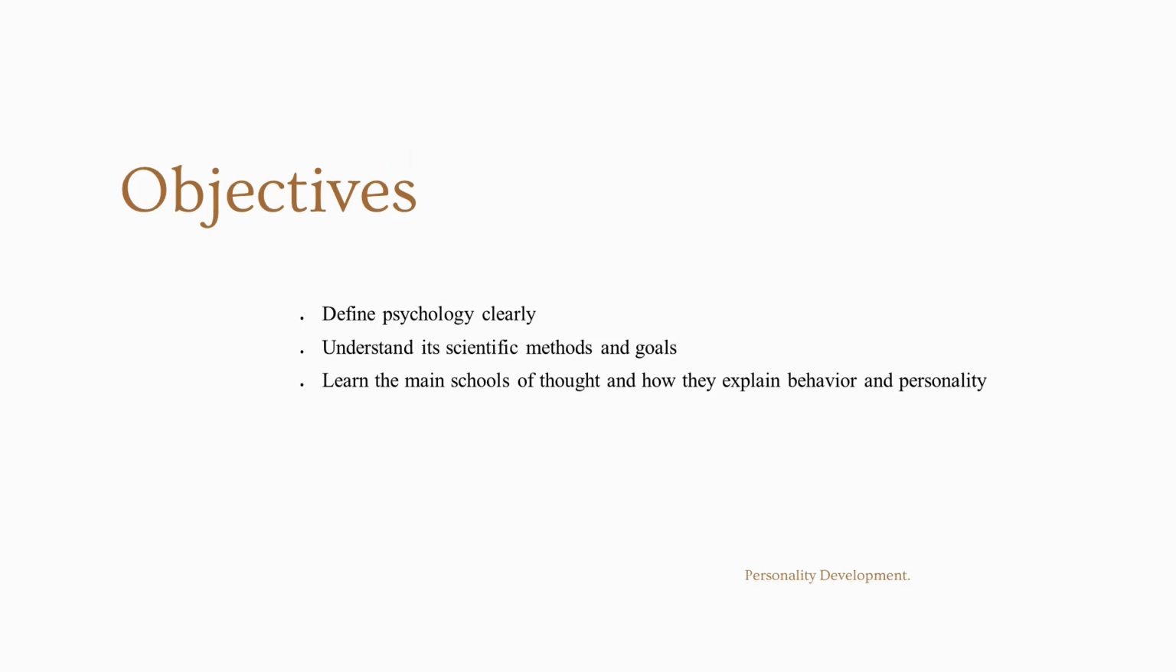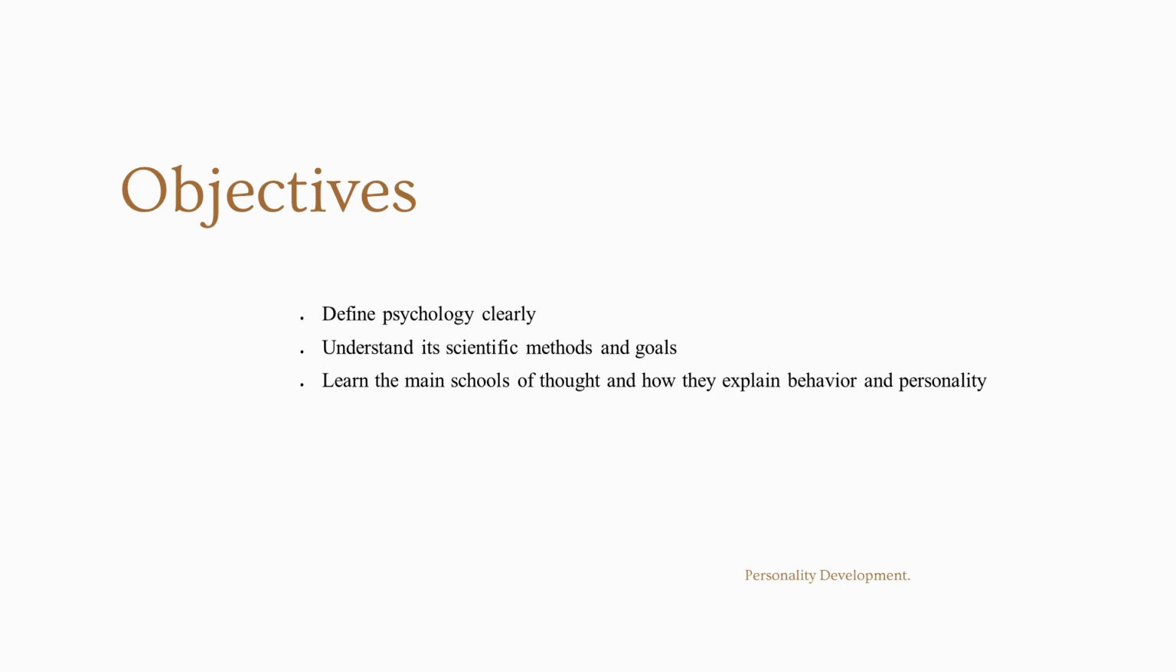In today's first session, we'll unpack what psychology is, why it's a science, the goals psychologists aim for, and the major approaches from Wundt to modern biological and cognitive science. By the end, you'll see how these ideas connect directly to personality development. Objective of this session: define psychology clearly. Understand its scientific methods and goals. Learn the main schools of thought and how they explain behavior and personality.